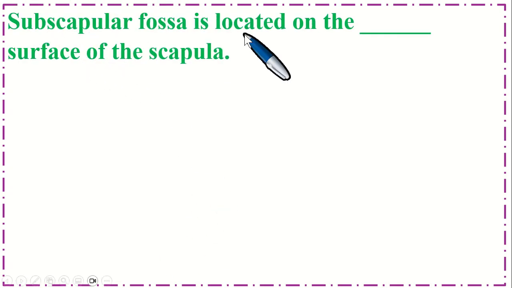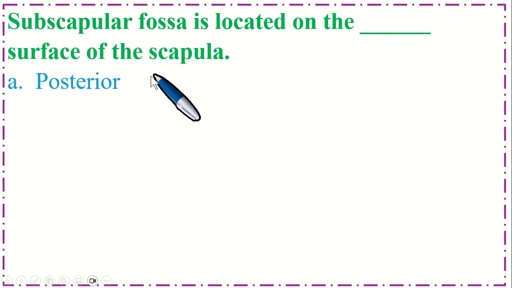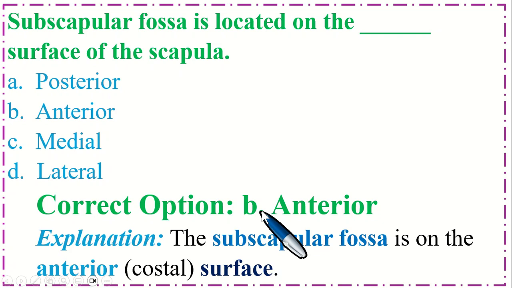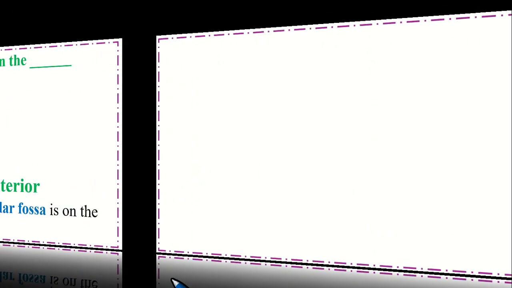Subscapular fossa is located on the dash surface of the scapula. Option A posterior, B anterior, C medial, and option D lateral. So the correct option is B anterior. The subscapular fossa is on the anterior costal surface.